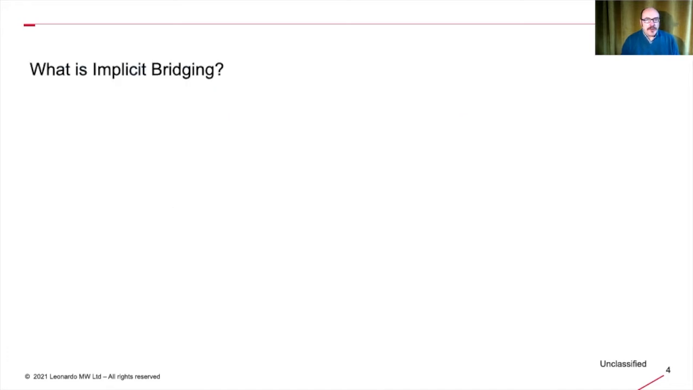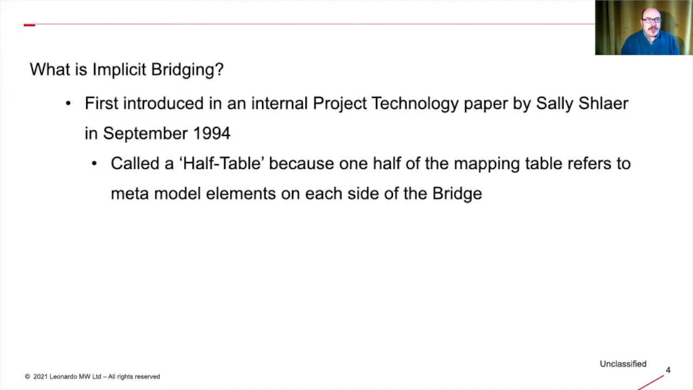So what is it in detail? Well, it was first introduced in an internal Project Technology paper by Sally Shlaer around September of 1994, and the paper refers to something called a half table. Sally's background was in SQL databases, and using a join table, which is really what a half table is, was a natural thing for her. What's important about the concept is that you have a half table because one half of the table refers to elements in one domain, and the other half refers to elements in the other domain.